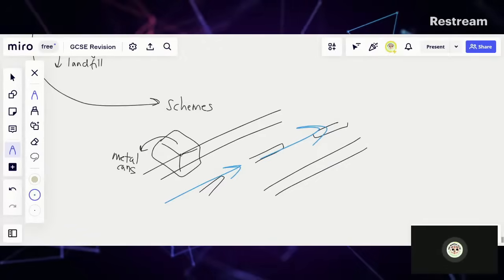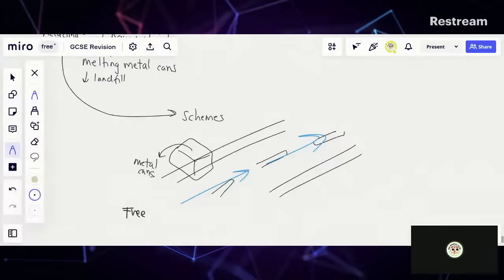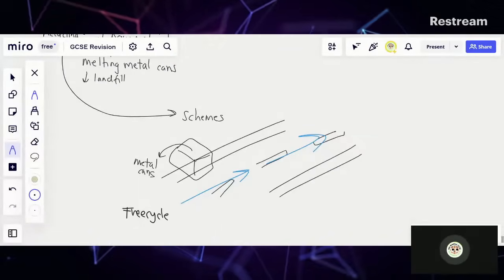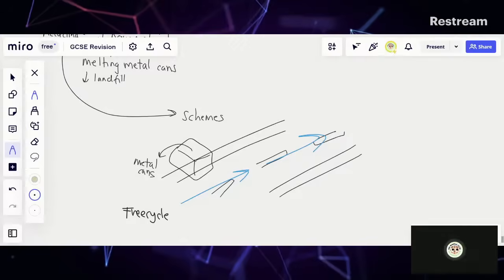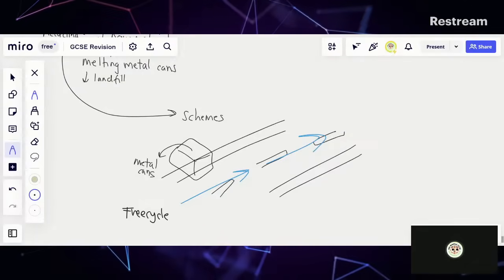collection. So if you search up right now the website FreeCycle, this allows people to offer free things that can be used by others instead of putting it in the waste and wasting it in the bin.